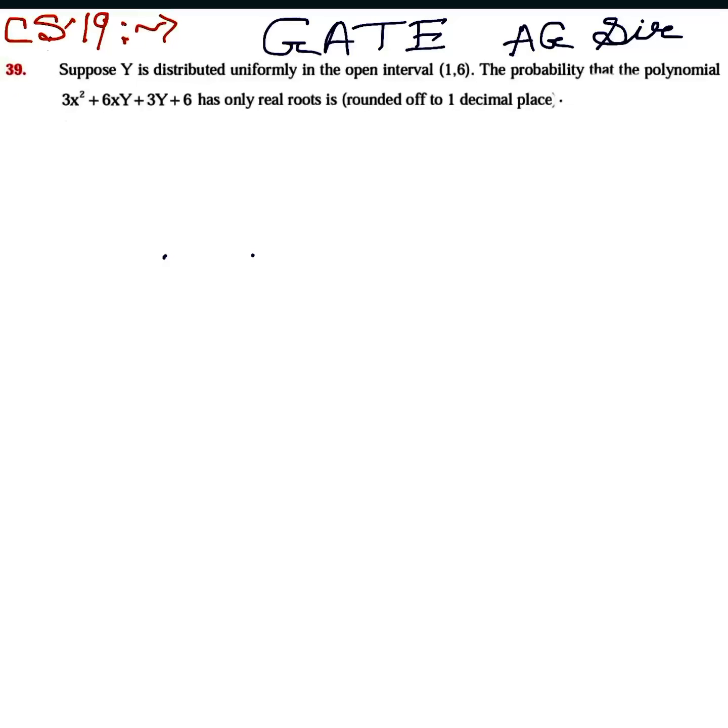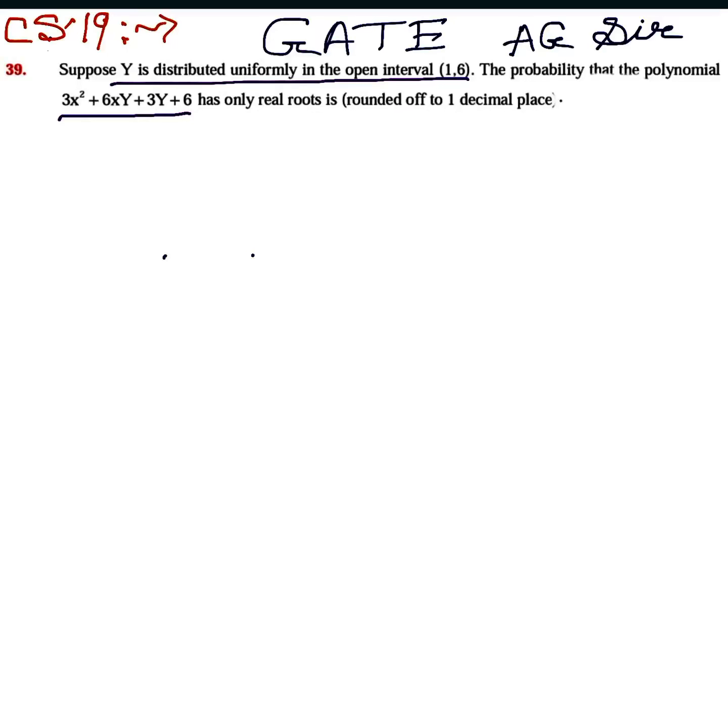Here we are considering a problem from the Computer Science 2019 GATE exam. It is given to you that capital Y is a uniformly distributed random variable in the open interval (1, 6). You have to find the probability that this polynomial expression in X has only real roots.